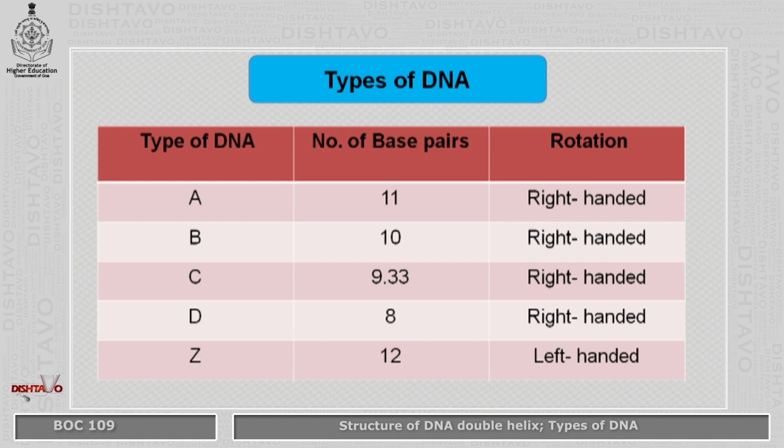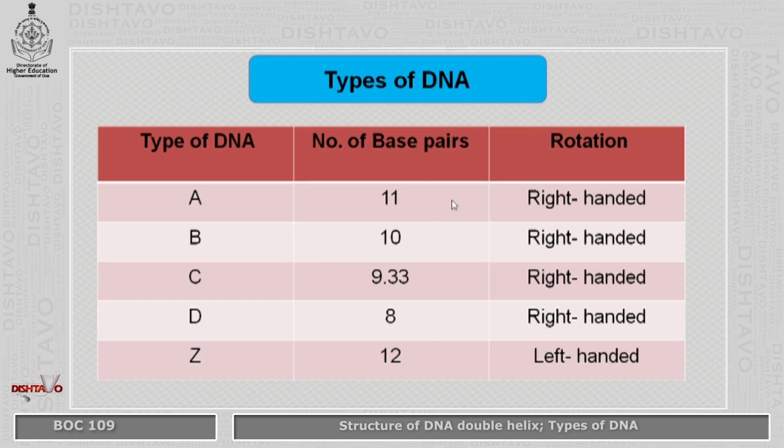Now we will learn about the types of DNA. The different types of DNA are A, B, C, D and Z. Type A DNA has 11 base pairs per turn. Type B DNA has 10 base pairs per turn. Type C DNA has 9.33 base pairs per turn. Type D DNA has 8 base pairs per turn. And type Z DNA has 12 base pairs per turn.